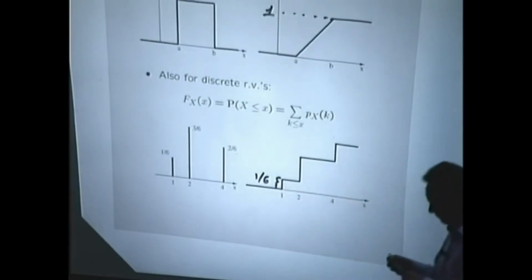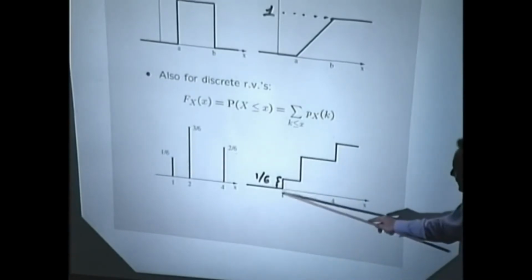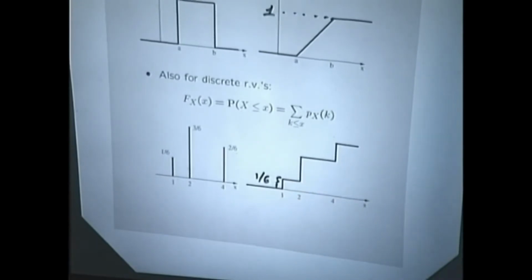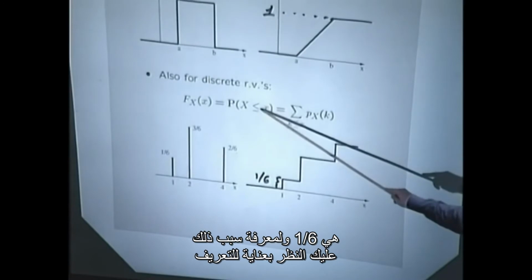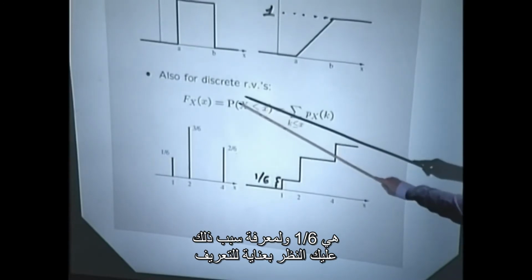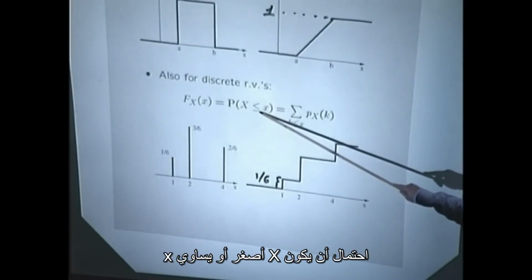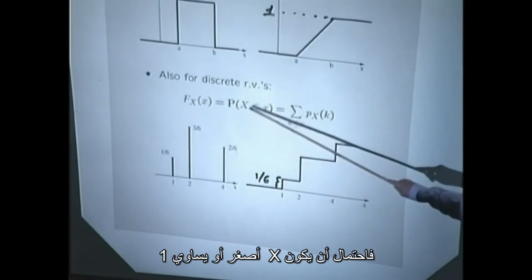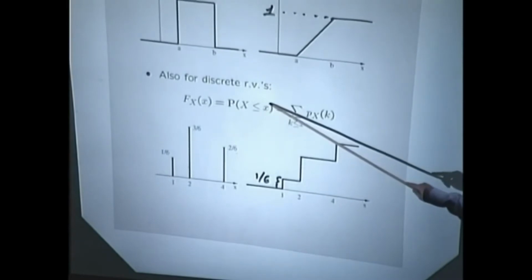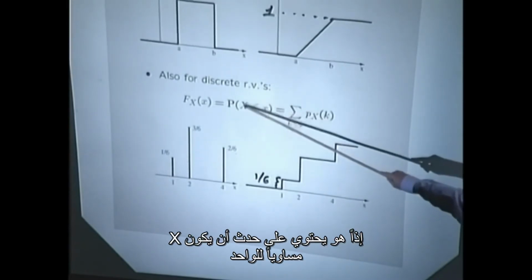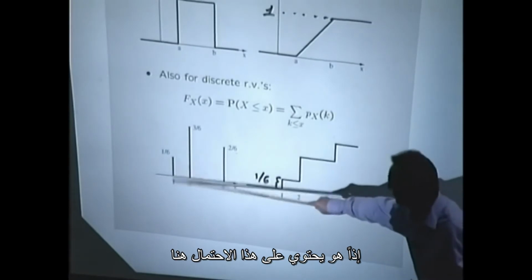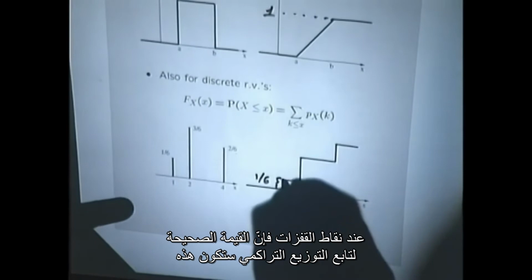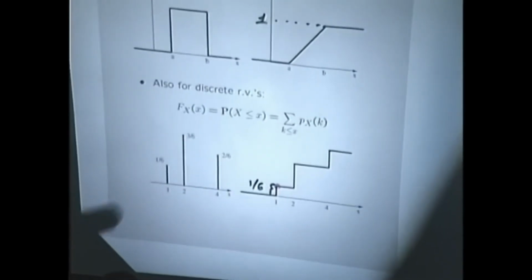Now, question. At this point, 1, which is the correct value of the CDF? Is it 0 or is it 1/6? It's 1/6 because you need to look carefully at the definition. It's the probability of X being less than or equal to little x. If I take little x to be 1, it's the probability that capital X is less than or equal to 1. So it includes the event that X is equal to 1. So it includes this probability here. So at jump points, the correct value of the CDF is going to be this one.